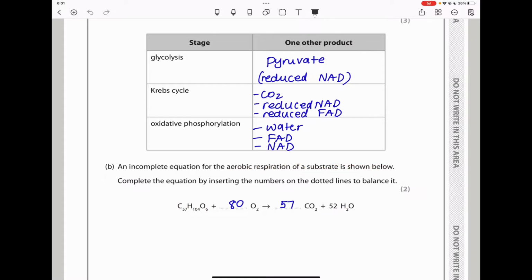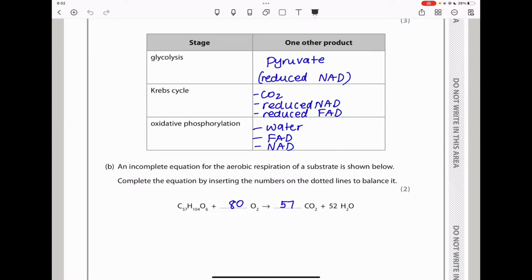Moving on, an incomplete equation for the aerobic respiration of a substrate is shown. They say complete the equation by inserting the numbers on the dotted line to balance it. So imagine this was not there and that was not there. Usually, if an organic compound is given to you in a kind of combustion reaction, you begin by balancing the carbons. Since we have 57 carbons here, you put a 57 here, since all the carbons in the reactant end up as carbon dioxide. So that should be 57.